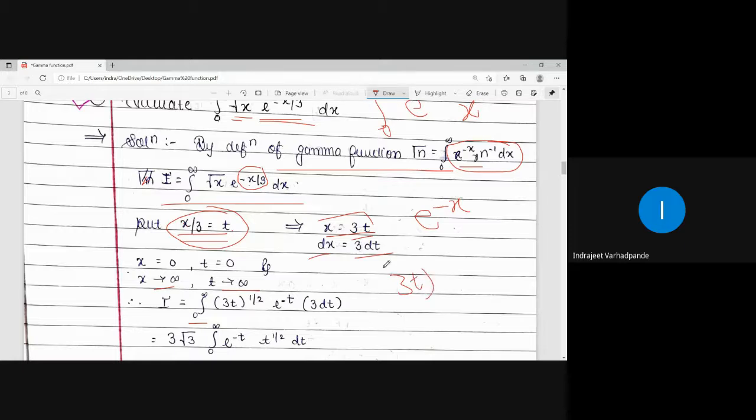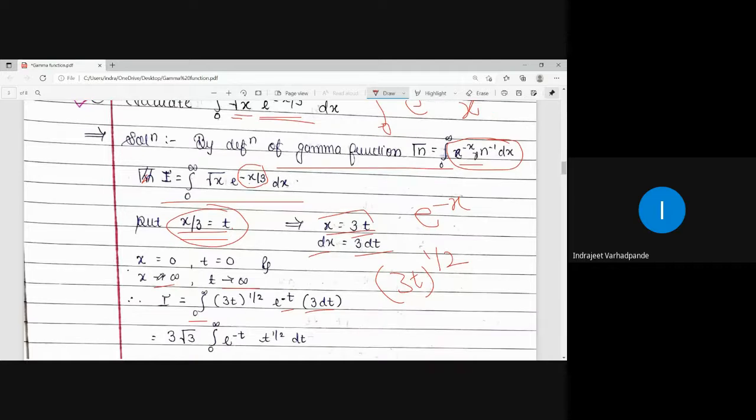Root means fractional power 1 by 2, and e to the power minus t, dx is nothing but 3 dt. So I have used the substitution, and every variable in the form of x is now converted to t along with the limits. Coincidentally, the limits remain unchanged. Why? Because that is the requirement for the definition of gamma function. Limits should always be 0 to infinity.